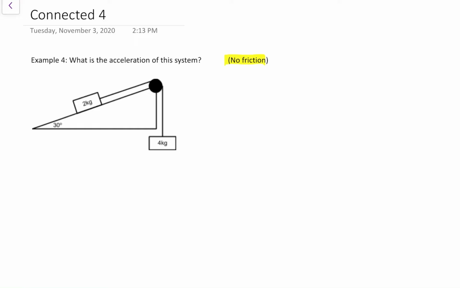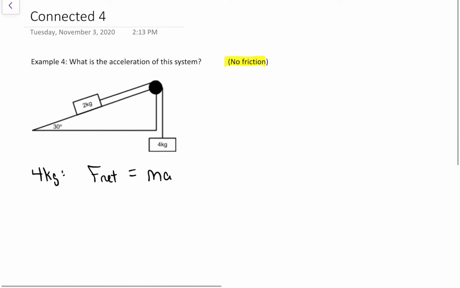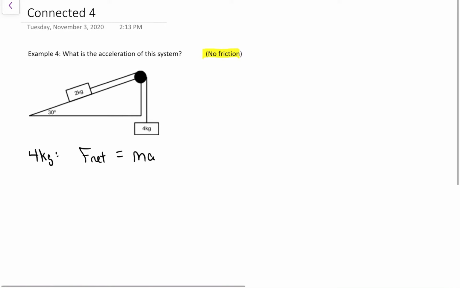As always, I'm going to draw free body diagrams and analyze them, move on to the next object, get two equations, two unknowns, and crank it out. I'm going to start with the hanging mass. There are two forces acting on the hanging mass. The string is pulling it up, and gravity's pulling it down.